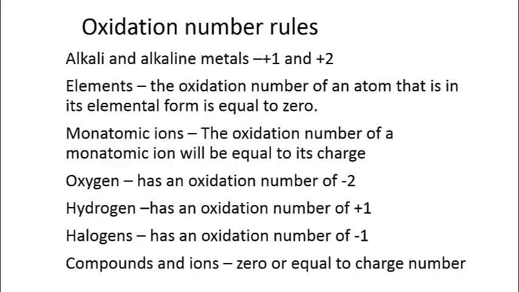of negative 1. Halogens generally have oxidation numbers of negative 1, fluorine with no exceptions, but chlorine, bromine, and iodine will have oxidation numbers different than negative 1 if they are in a binary compound with a halogen above it on the periodic table. Compounds and ions: the sum of the oxidation numbers for a neutral compound will be equal to 0. The sum of the oxidation numbers for a polyatomic ion is equal to the ion's net charge.